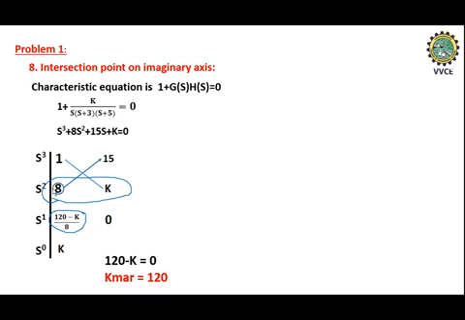Now how to write the auxiliary equation? The function is 8 into s square, and this is the coefficient of s power 1, so this will be the coefficient of s power 0. So we can write 8 into s square plus k equal to 0. That is the auxiliary equation. So A of s is equal to 8s square plus k equal to 0.